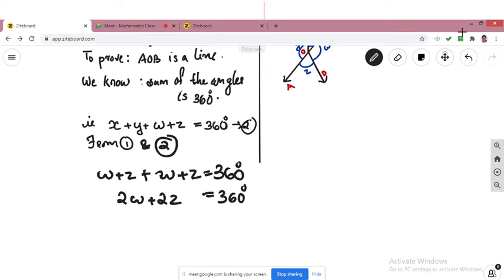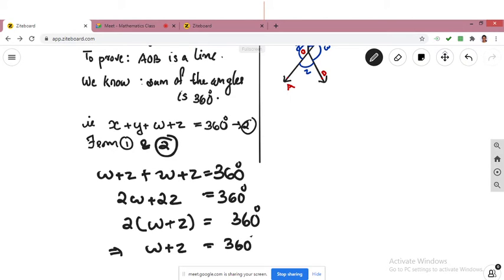Now that is 2 into w plus z equal to 360 degrees, right? Yes, ma'am. So that is w plus z is equal to 360 by 2, ma'am. Yeah, what is 360 by 2? 180, ma'am. So it is 180 degrees. So we got that w plus z equal to 180 degrees. Now let's look at the figure.